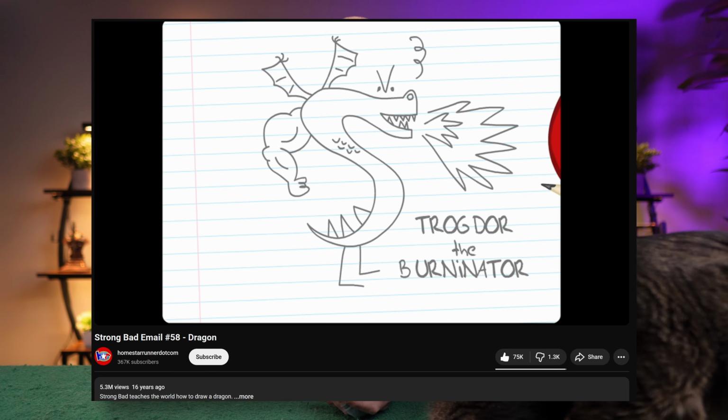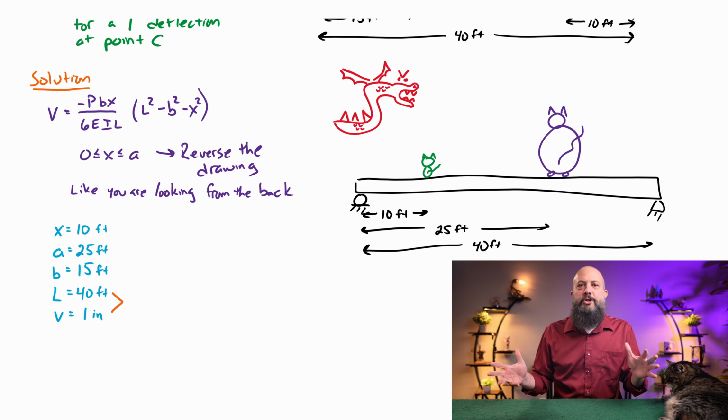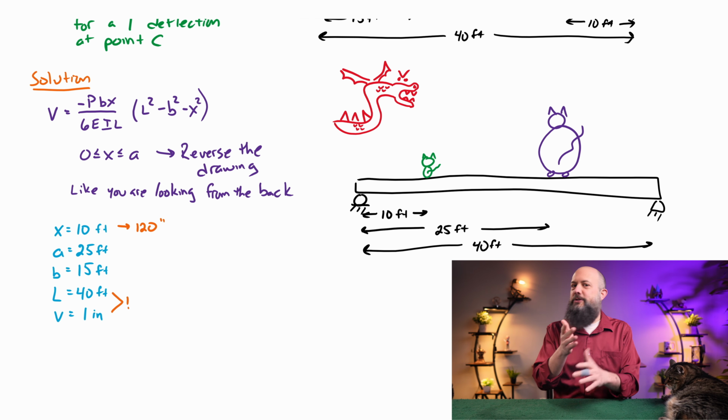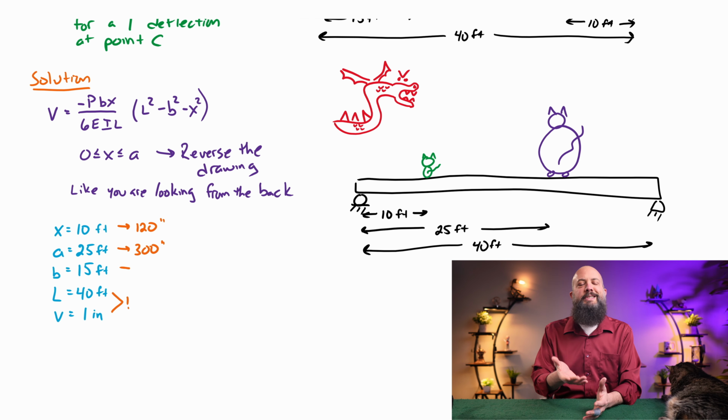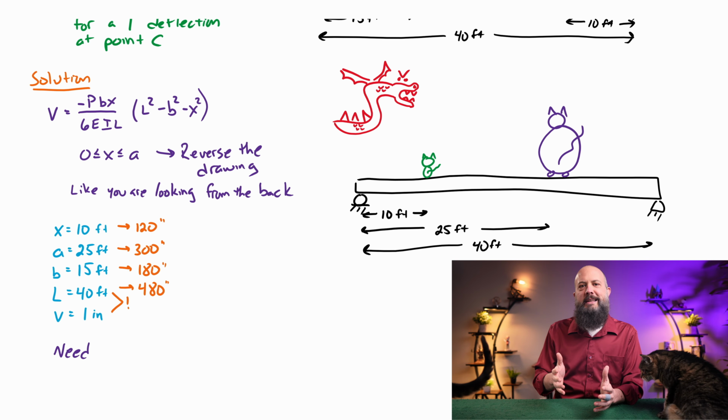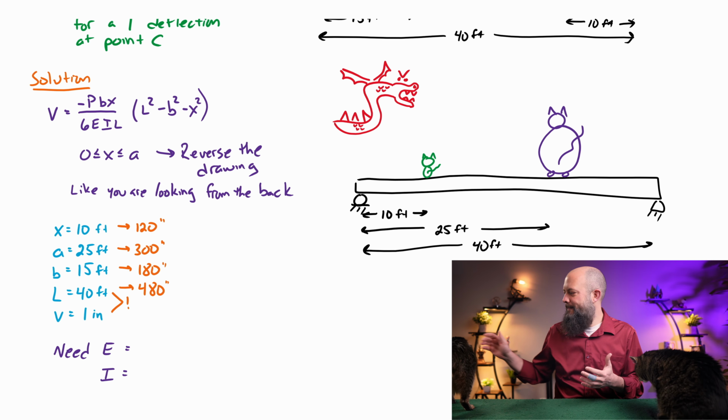to draw a dragon. All right, writing out all of our constants, it looks like this is going to be mostly a plug and chug problem, but we're going to have to do some unit conversions first. Since I have deflection in inches, let me go ahead and convert all of my feet to inches because that's also what E and I are probably going to be in terms of per inch anyway.